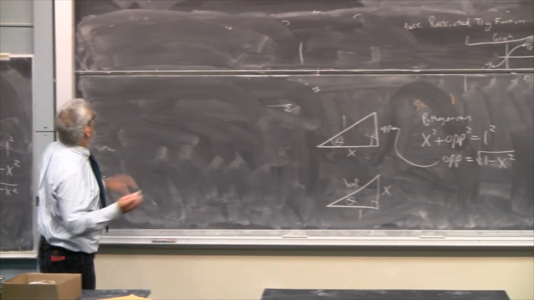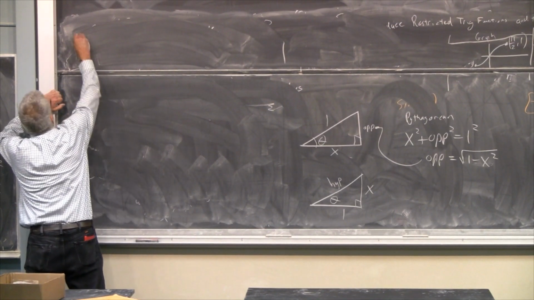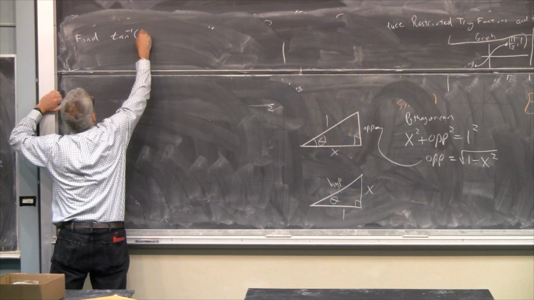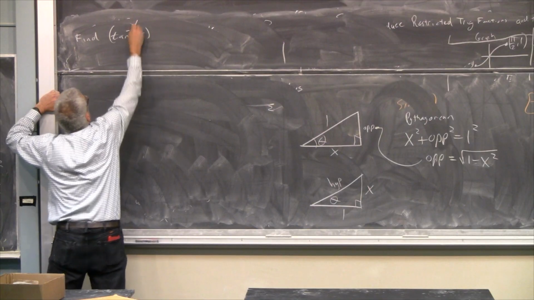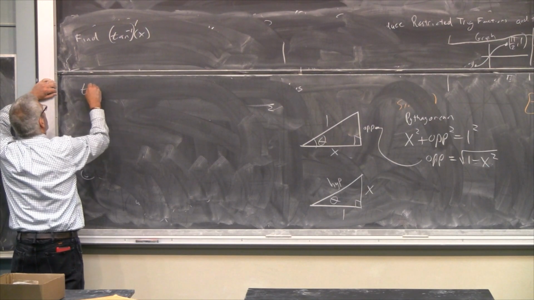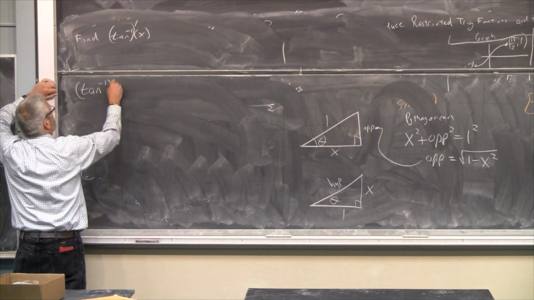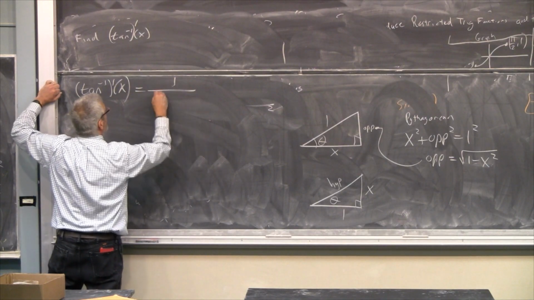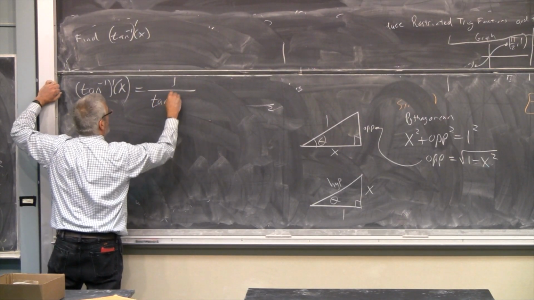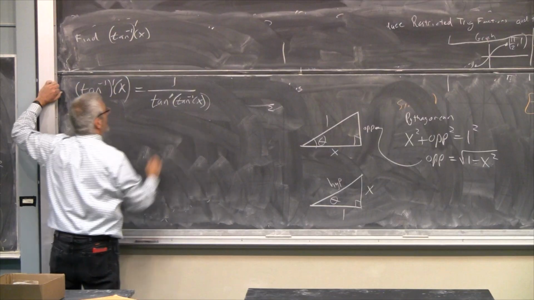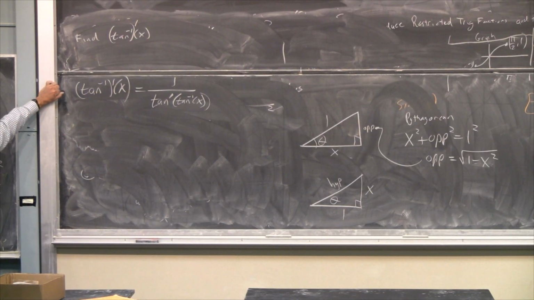There's one more I want to do. I want to find the derivative of the arctan function, or the derivative of tan inverse. So tan inverse prime of x, I use that formula, I'm going to get 1 over tangent prime of tan inverse of x. Now what's tangent prime?